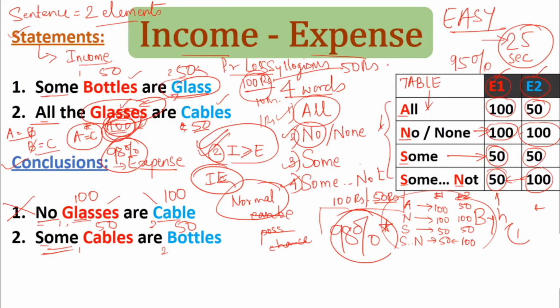Now we have bottles over here, we have cables over here. Income of bottles is 50, and over here in the conclusion, expenditure of bottles is 50. This condition gets satisfied, income greater than or equal to expenditure. Next, cables income is 50. In the conclusion, cables expenditure is 50. Income is equal to expenditure, condition satisfied. So this is a valid conclusion. Only the second conclusion follows.